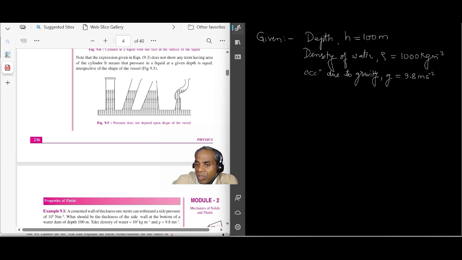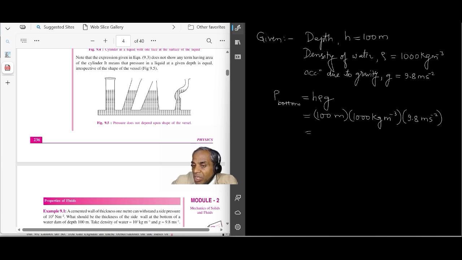Now let's calculate the pressure at the bottom, for which the formula is h rho g, or rho h g, however you want to write. So h is 100 meters, multiplied by rho, 1000 kg per meter cube, multiplied by g, 9.8 meter per second square. Units are also very important to be mentioned, along with the numerical values. Now 100 into 1000 is 1 lakh or 100,000.